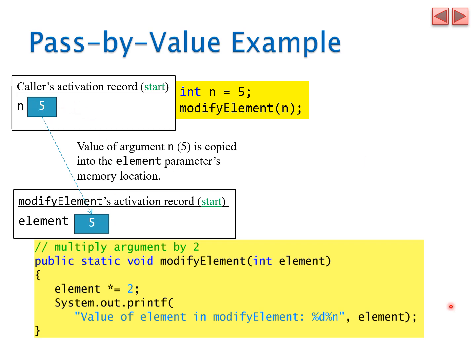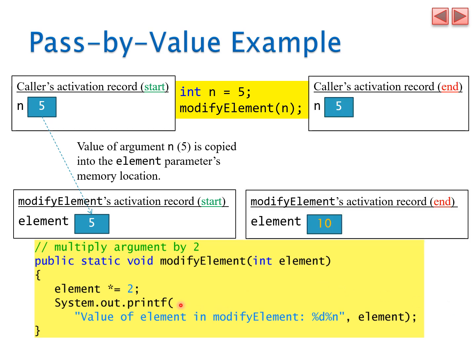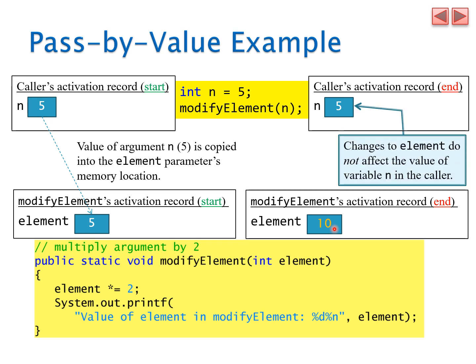At the end of the method call, the parameter element has been modified by the method, so its value has been changed from 5 to 10. But this change is made on the memory location of element only. It doesn't affect the value of variable n in the caller. The value of variable n after this method call is still 5.